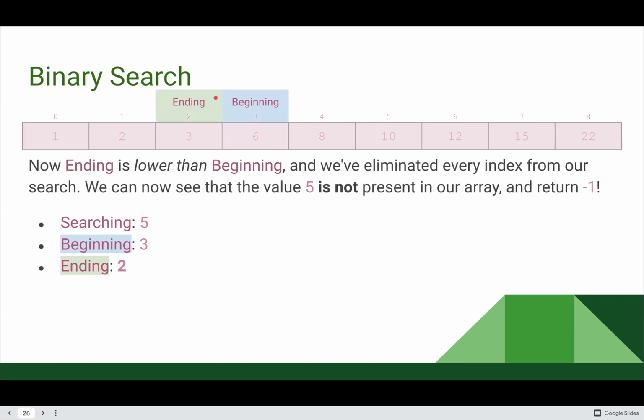And now we can see ending is lower than beginning. So we've eliminated every single index from our search. We know none of these indices are capable of holding that number 5. Therefore, we know 5 isn't present in our array. We can return -1.